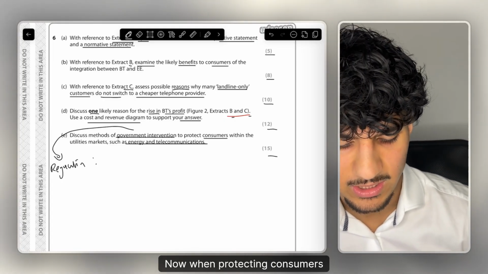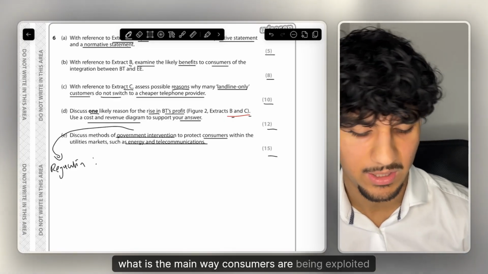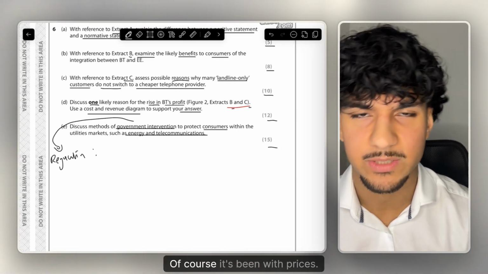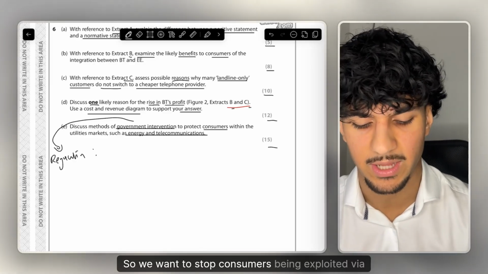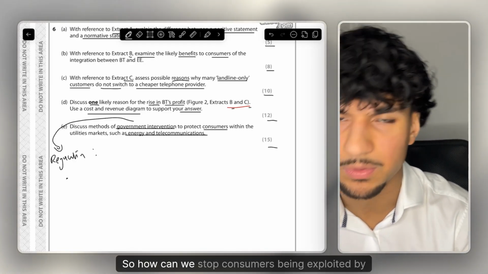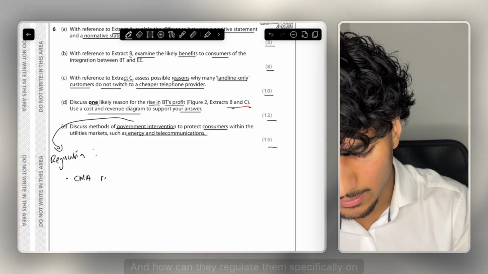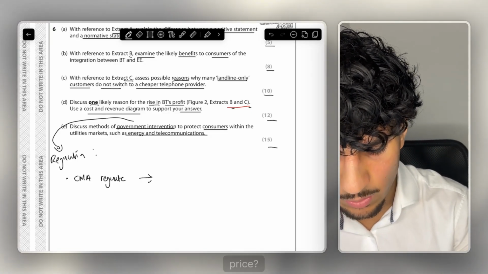Now, when protecting consumers, what is the main way consumers are being exploited in most of these markets? What is the main theme of this extract? Of course, it's prices. So we want to stop consumers being exploited via prices. How can we stop that? Of course, the CMA can regulate them. And how can they regulate specifically on price? What can we include there?